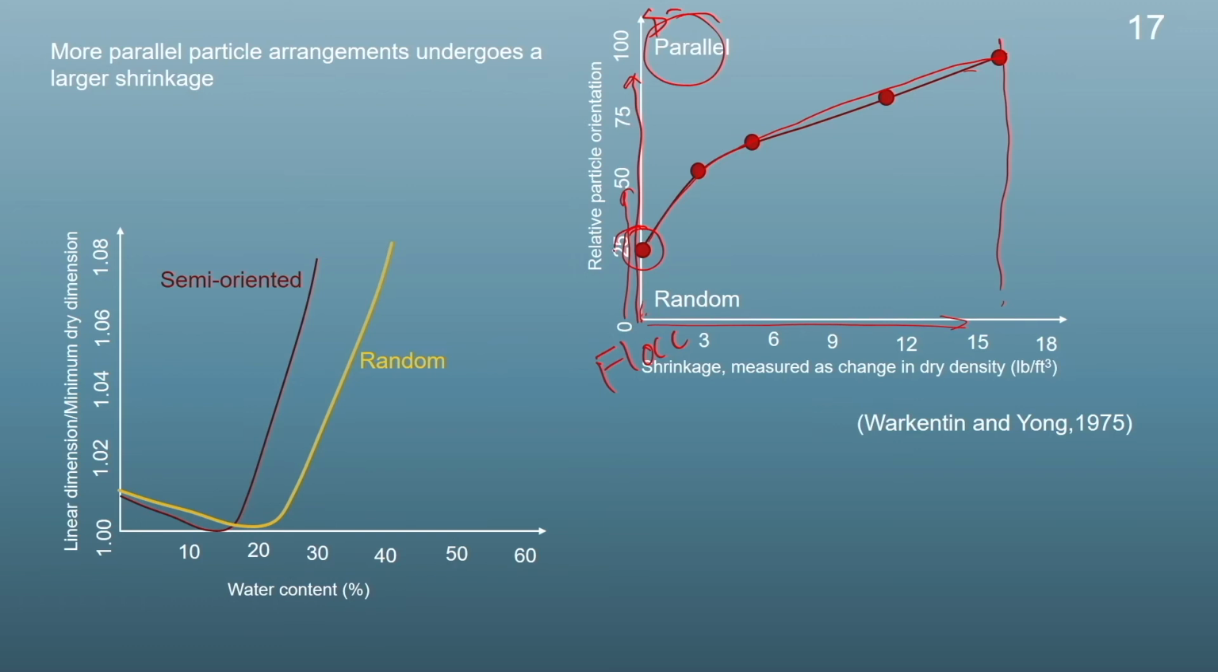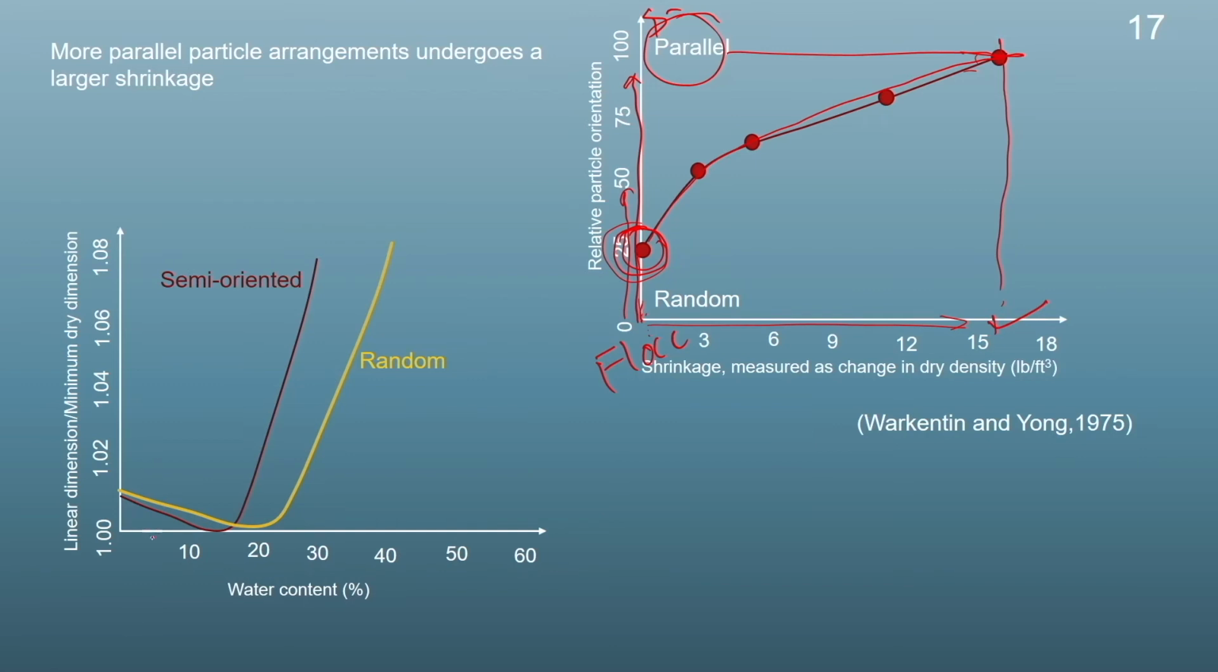Less amount of flocculated structure means less amount of shrinkage. More amount of parallel structure means more amount of shrinkage. Therefore, soil having more amount of parallel structure or dispersed structure will shrink more in comparison to soil having more amount of flocculated structure.